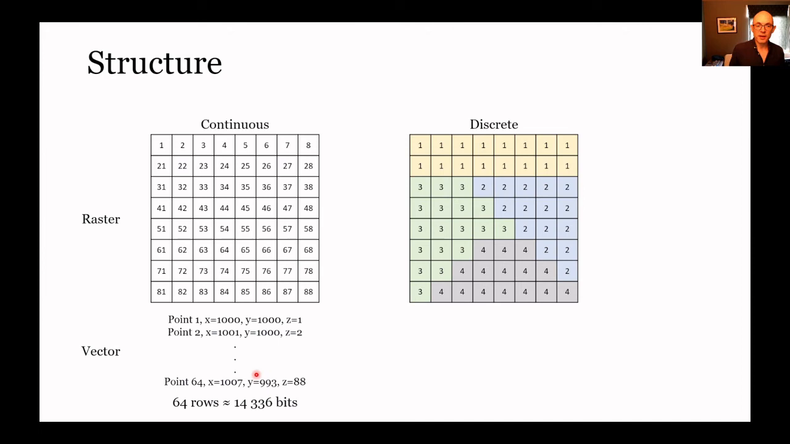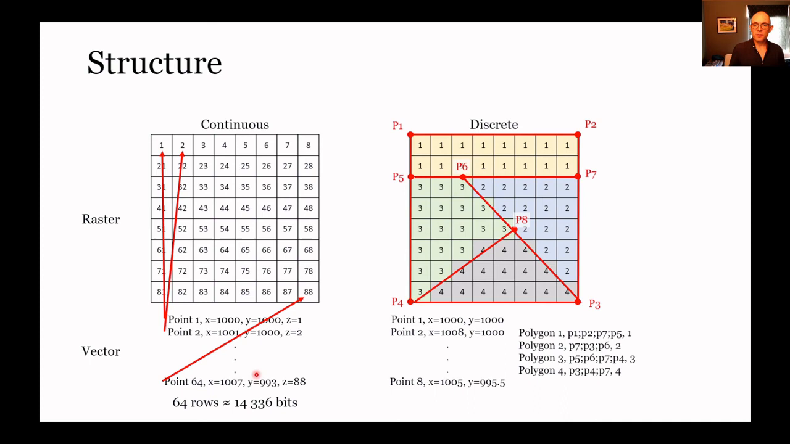So when we go to the discrete case, instead of just having pixel by pixel, we can describe the data differently. When we turn this into a vector, obviously we could have just done the same thing, point by point by point. It would have been exactly the same. We'd have ended up with this huge number of bits here.